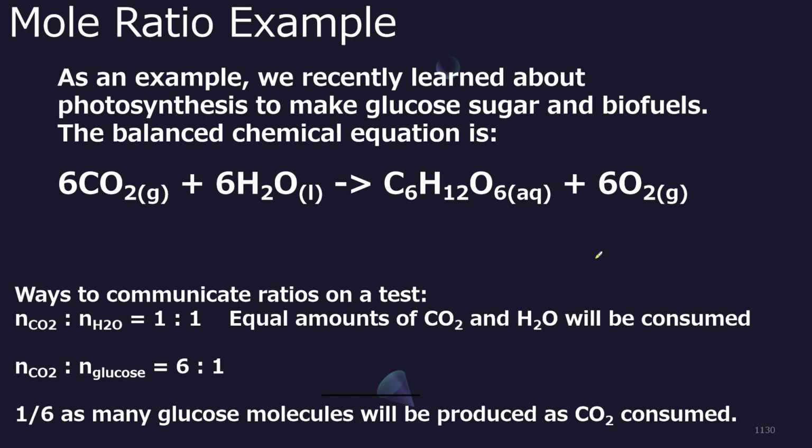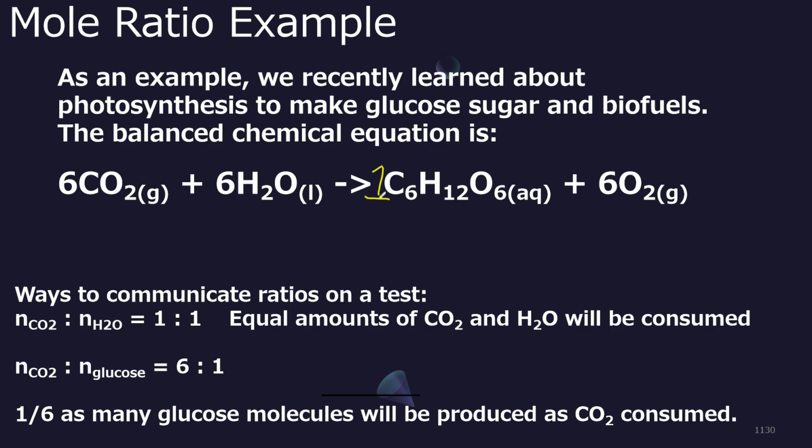6 CO2 plus 6 H2O goes to C6H12O6 and 6 O2. Now, when you compare the ratios between these, you can see that it's 6 to 6 to 1 to 6, if you consider all the numbers in front of everything in this equation. There's no 1 in front of C6H12O6, but you have to understand that it's there. We just don't write it if it's only 1.